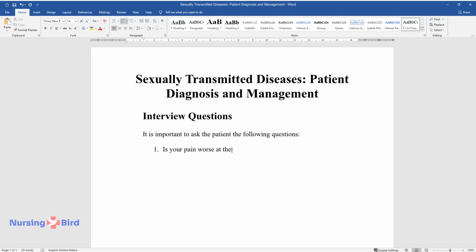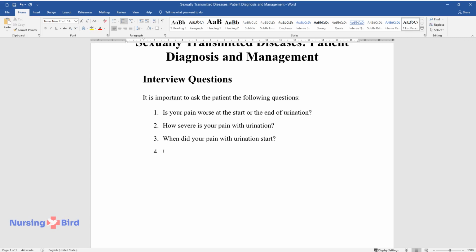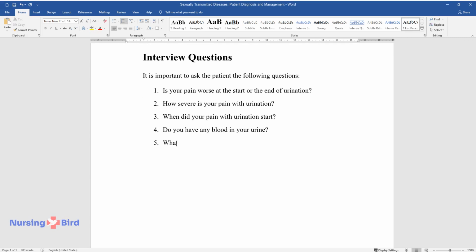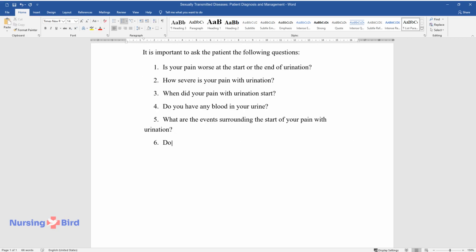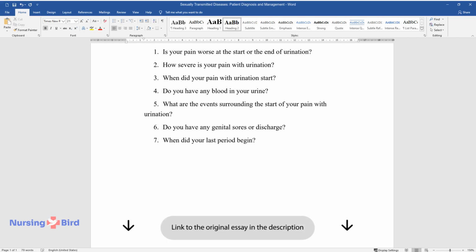Is your pain worse at the start or the end of urination? How severe is your pain with urination? When did your pain with urination start? Do you have any blood in your urine? What are the events surrounding the start of your pain with urination? Do you have any genital sores or discharge? When did your last period begin?